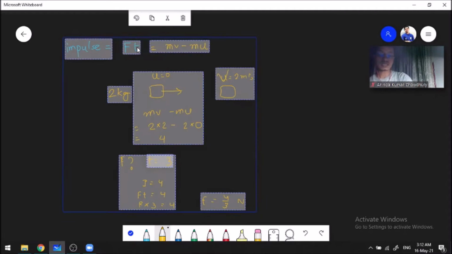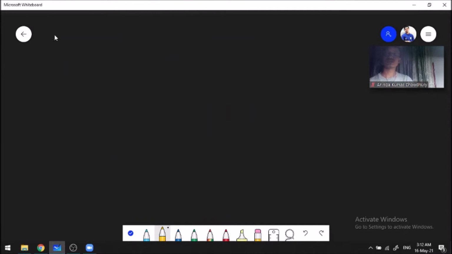Now let us look at example number 3 on page number 103. So this is page number 103. Example number 3. This is not exercise, this is example number 3. So don't see the diagram, because the diagram was drawn in the solution. We will try to extract the diagram from the solution, from the question.